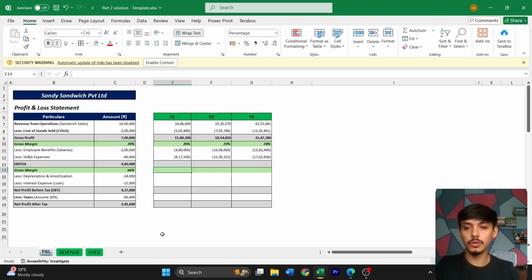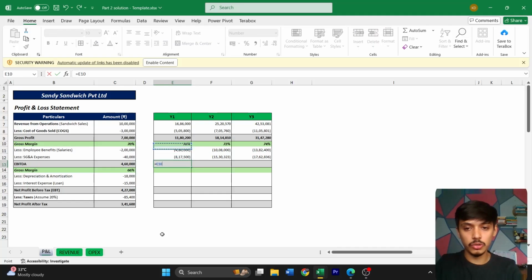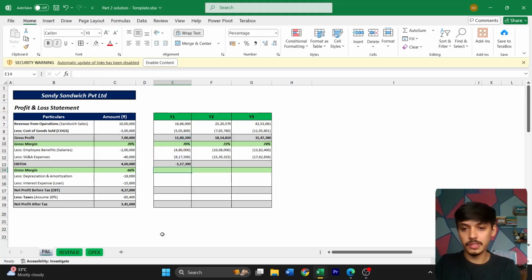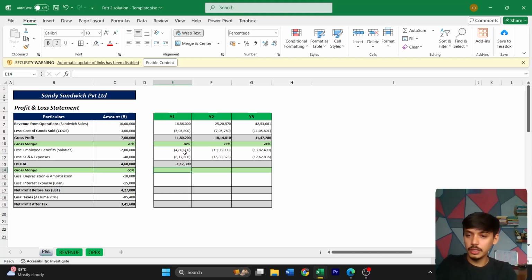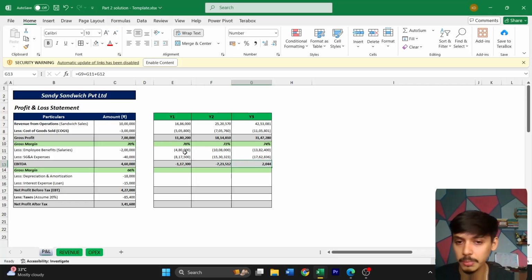So to calculate EBITDA, it is gross profit plus the employee benefits plus the SG&A. I mentioned plus because we have taken the numbers in negative format already, and in the formulas you have to then put in a plus sign instead of minus, so that you get the answer. So in year one we are having negative 1,17,000, and similarly in year two you are having 7 lakh, and in year three you are turning profitable.